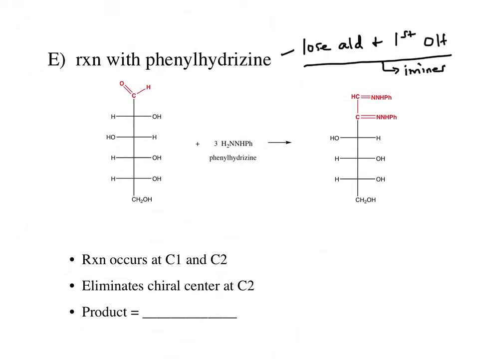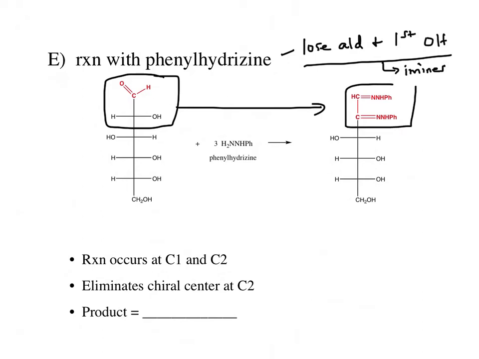So you can see, let's just kind of box them right here. Here they are here. And when you treat them with phenylhydrazine, they turn into imines. So the reaction occurs at C1 and C2. We lose chirality at C2. The product has a name called an osazone. O-S-A-Z-O-N-E. It's called an osazone.